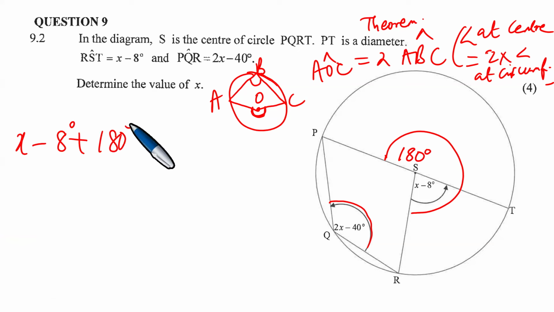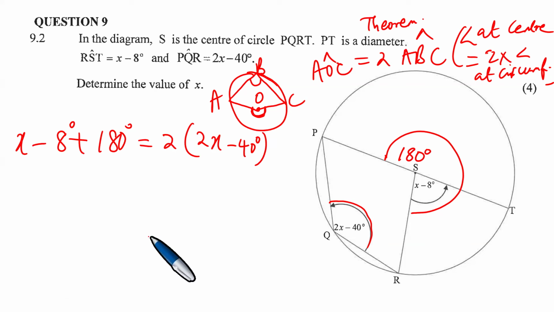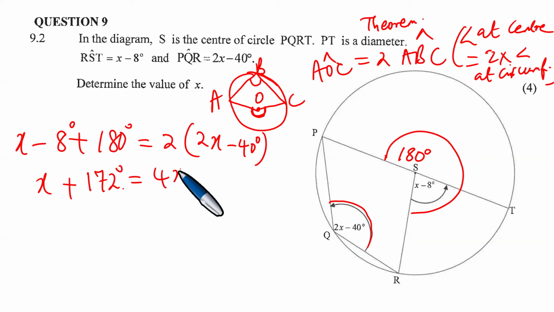So we're able to see that x minus 8 degrees plus 180 degrees equals 2 times 2x minus 40 degrees. So in the end, what are we able to get out of this? It is x plus 180 degrees minus 8 degrees. What is 180 minus 8? 172 degrees. And 2 times 2x is 4x minus 80.